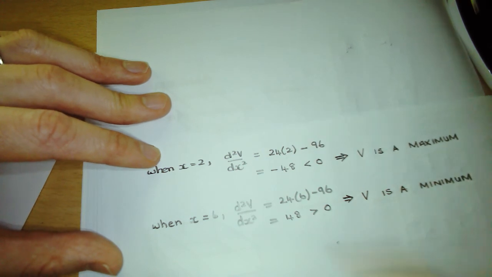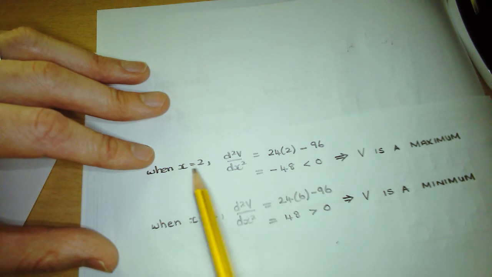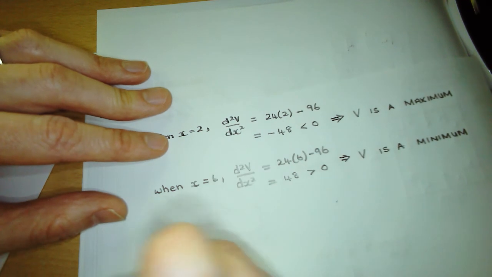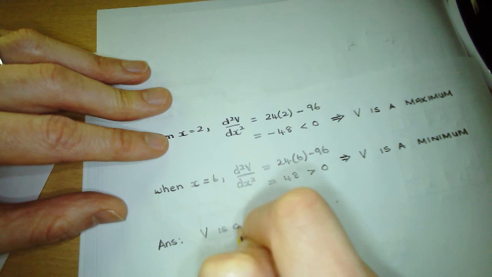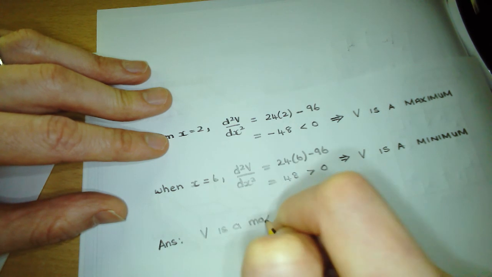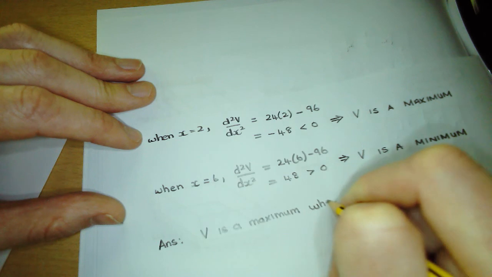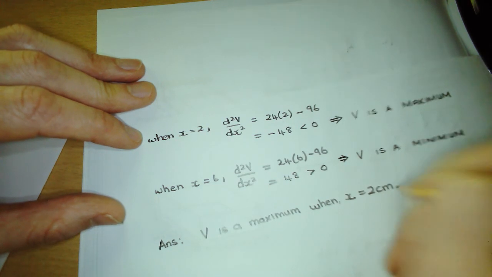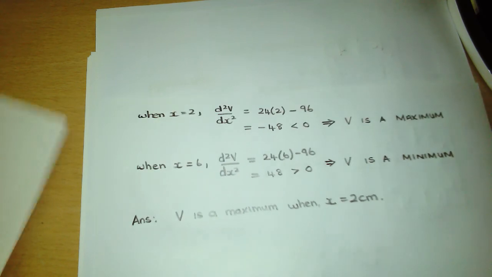Okay, so we've now answered the question. We've worked out the critical value of the other variable, which makes the subject variable a maximum. So answer, subject variable v is a maximum when x equals 2 centimeters. And that's going to be our answer then for part B.